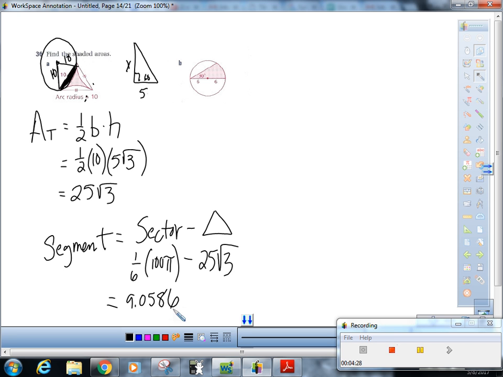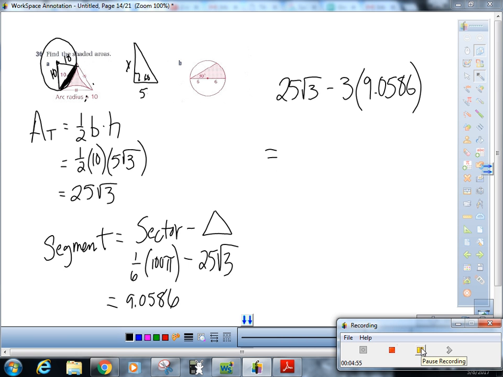So what we're going to need to do is take the triangle and subtract 3 times the area of a segment. This is really a hard question. And you end up getting 16.125, about 16. I would never write that as an exact answer because it's just too complicated. Okay? Alright, the shaded area here.